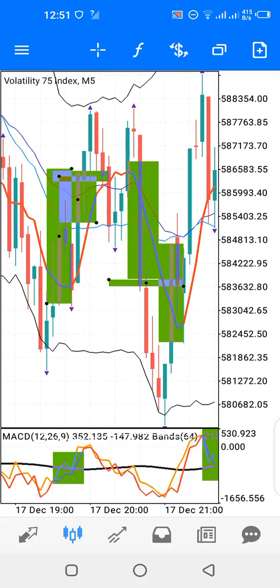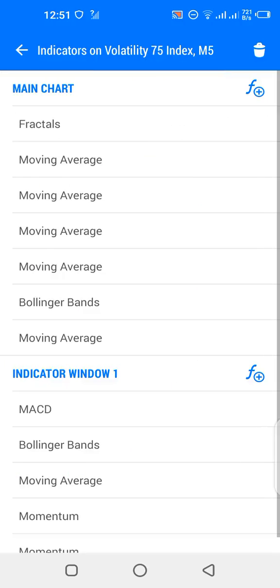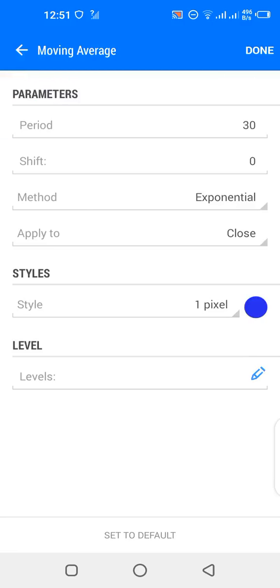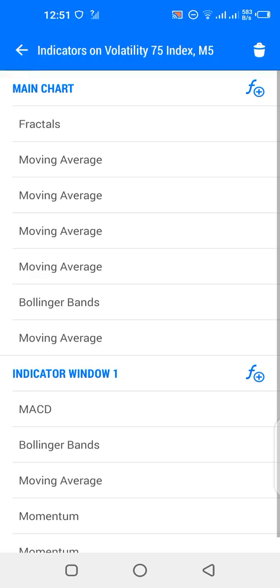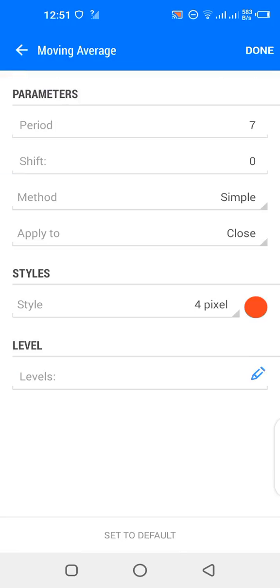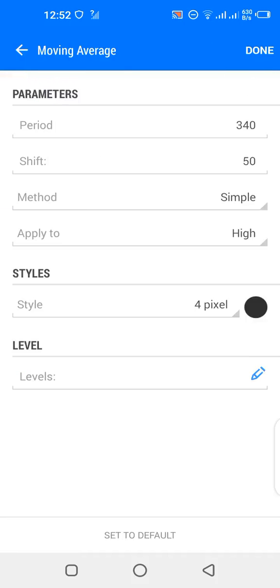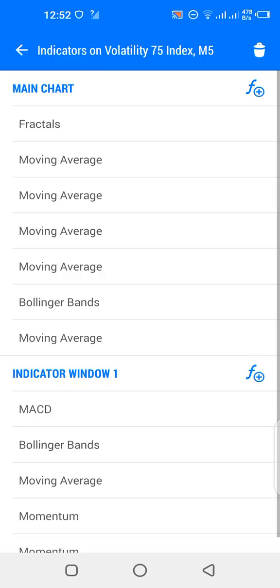All right, so let me just take the settings again for the indicators. On the main chart you have fractals, purple color. Then you have moving average, 30 period exponential moving average. Apply to close, color is blue. Then you have 7 period simple moving average. Apply to close, color is red. Then we have 340 period simple moving average. Shift is 50. Apply to high and color is black.